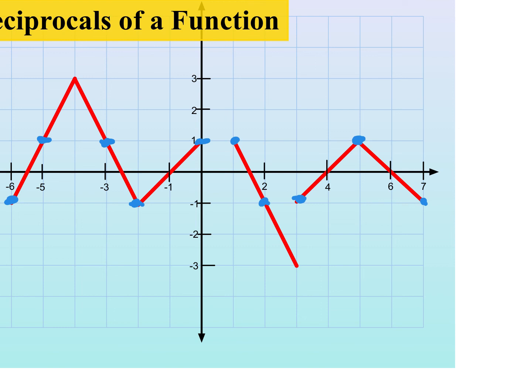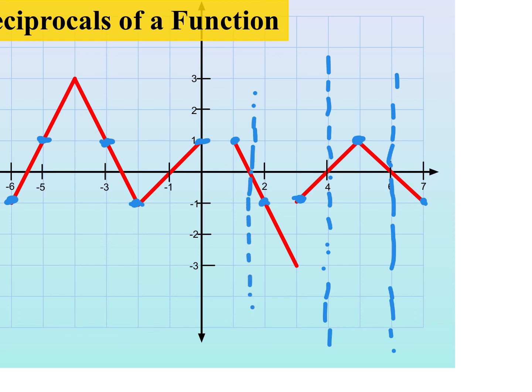Next, asymptotes. Whenever the red function hits 0, we would have to do 1 over 0, which can't exist. So asymptotes there and there, and there, and there. Missed it, but I was close. And there, and there. Okay. Clean up my asymptotes a little bit. That one could do better.